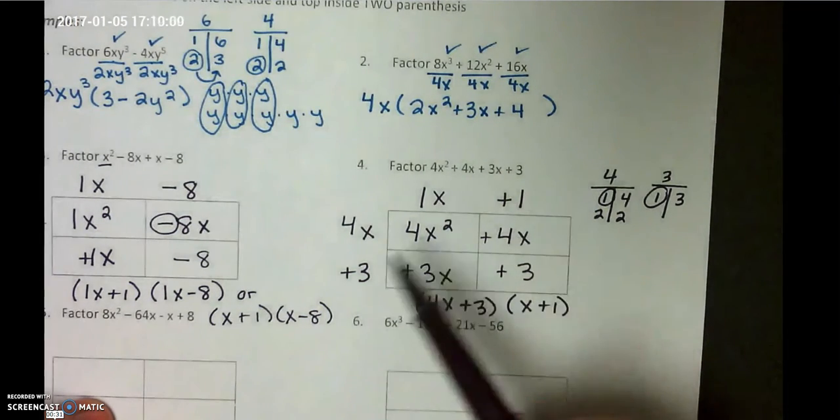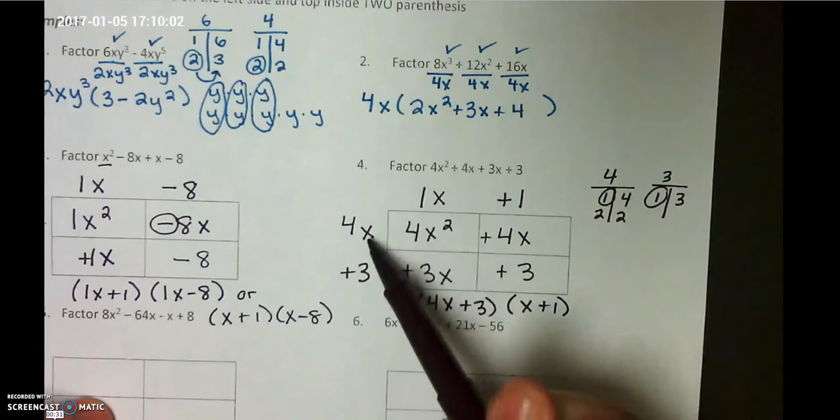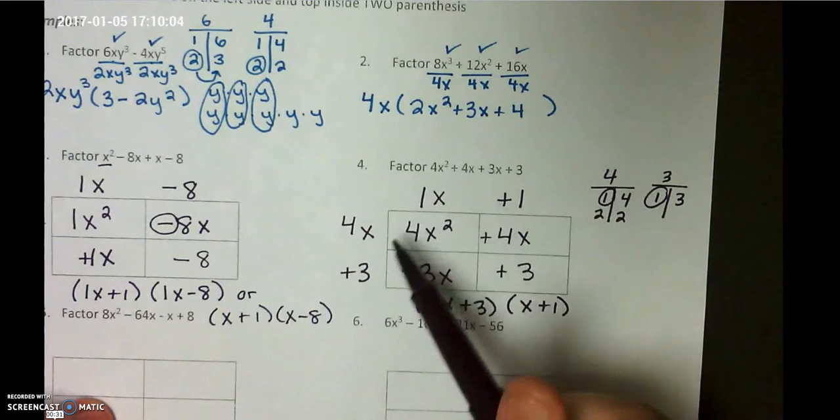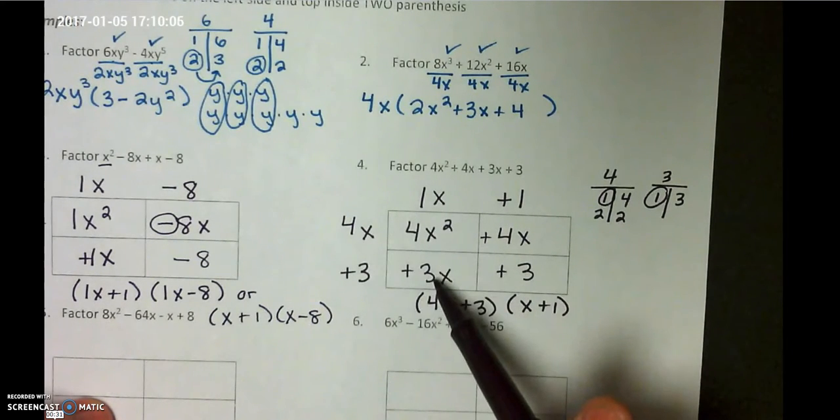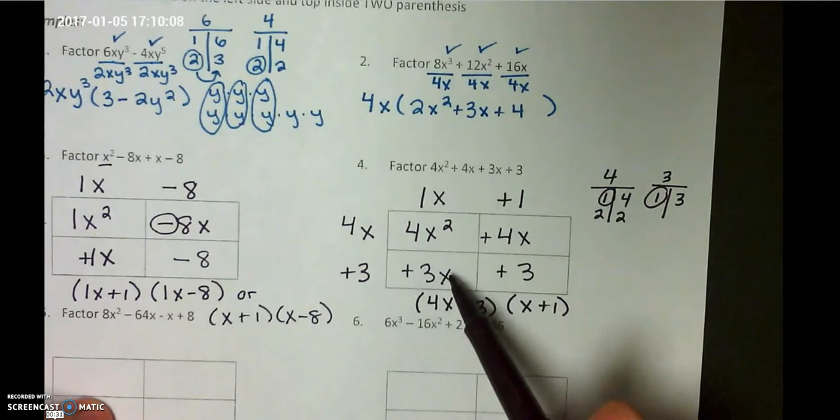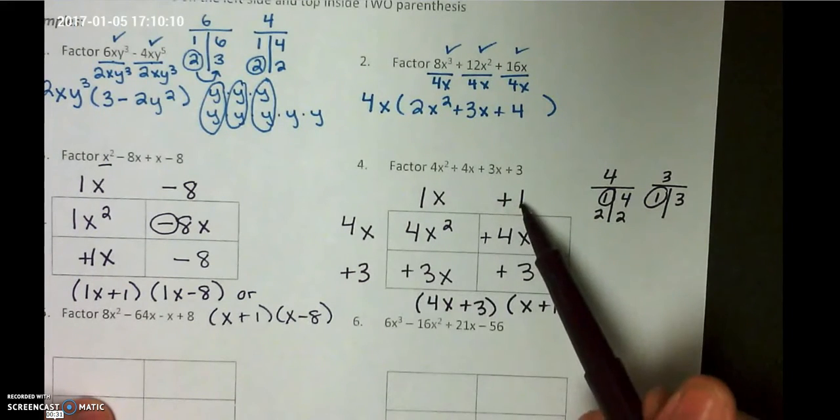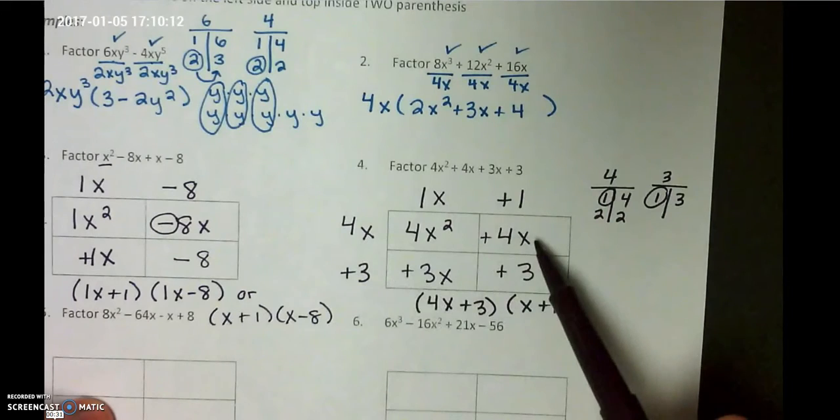Go ahead and check. 4 times 1 is 4. X times x is x squared. 3 times 1 is 3. This one has an x. 4 times 1 is 4. This has an x. And 3 times 1 is 3. So they all check out.